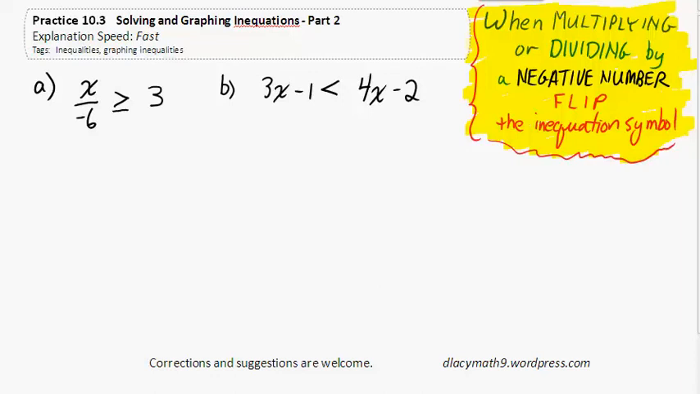Practice 10.3, Solving and Graphing Inequations, Part 2, where the explanation speed is fast. In A, we have x divided by -6 is greater than or equal to 3.